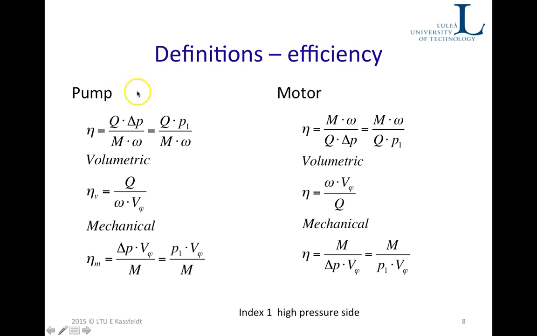If I then go to the pump and the motor, the rotational machines, the total efficiency for a rotational pump is, out from the pump you have the flow. So you have power out that's related to fluid. That's Q times the pressure difference over the pump divided by what you have on the incoming power, that's on the mechanical side of the pump.